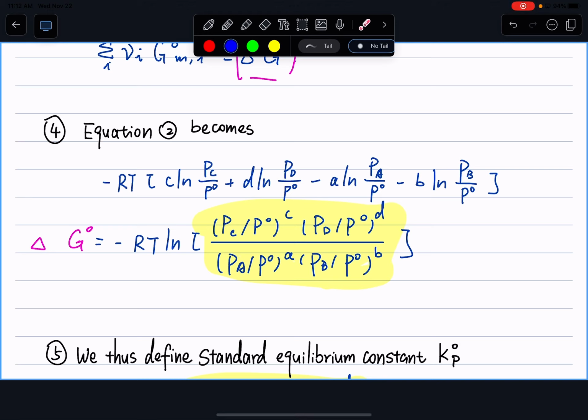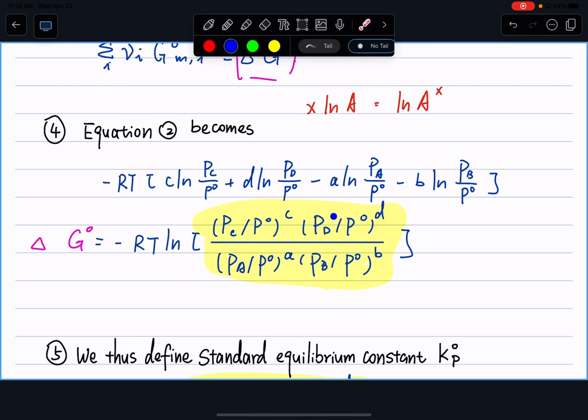You have negative RT, and then you have your stoichiometric coefficients, small a, b, c, and d. You write it out. Now, when you put that small a, b, c, and d into the logarithm, they go on to the power, right? So that's the law of logarithm. When you have x ln a, it's effectively the same as ln a to the power of x. So this part is what we're doing here. We're just rewriting everything and putting them all into the logarithm instead of the negative RT.